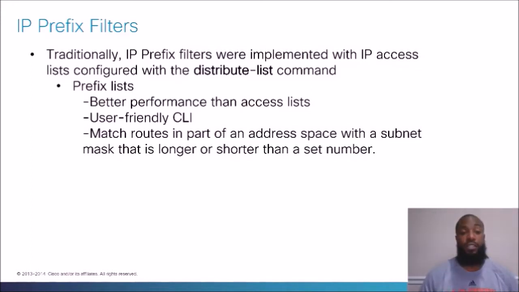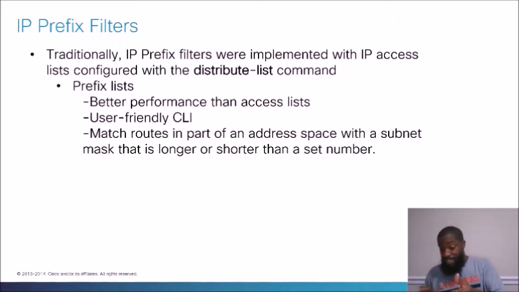IP prefix filters, that's what we need to cover. This is a new slide. Traditionally, IP prefix filters were implemented with IP access lists, configured with the distribute list command. Think of prefix lists as kind of like an access control list, but different because you don't have to use a wildcard mask. You just put in the CIDR notation of the subnet mask. Using the real life example, in my case the nightclub, the bouncer's RSVP list, that's his prefix list. So think of it that way.